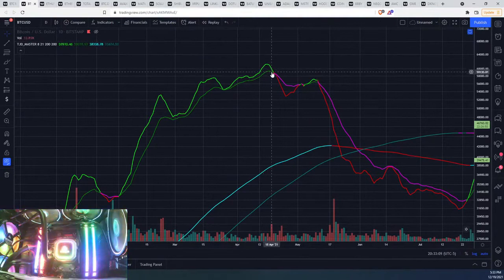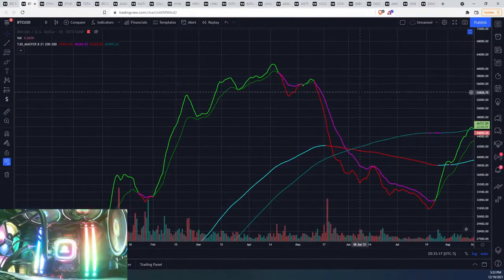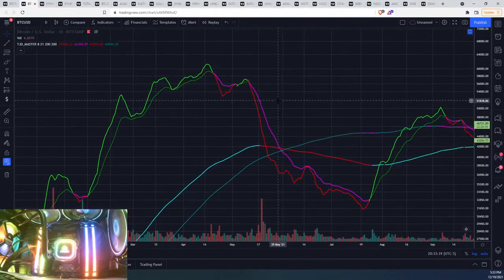We notice that once the 8 crosses below the 21, they flip over red and pink respectively. And then when they cross back up, they flip back green. And when they cross back down, they flip back down. So this is our shorter term, or like scalp, or swing trade, whatever you want to call it, inside of those 200 exponential moving averages.